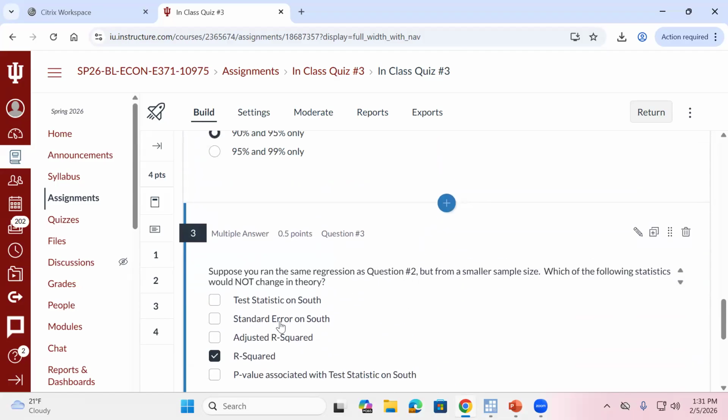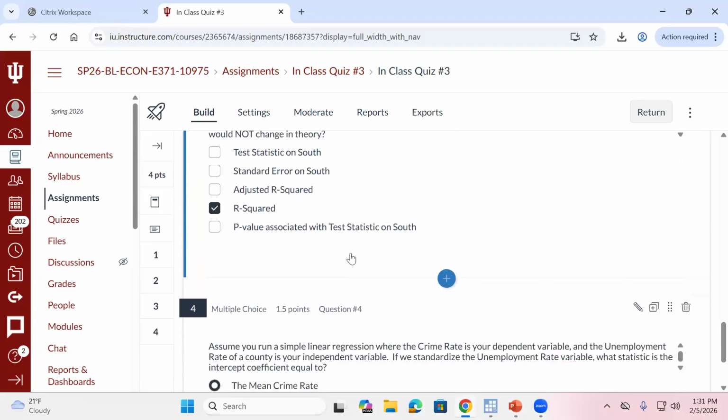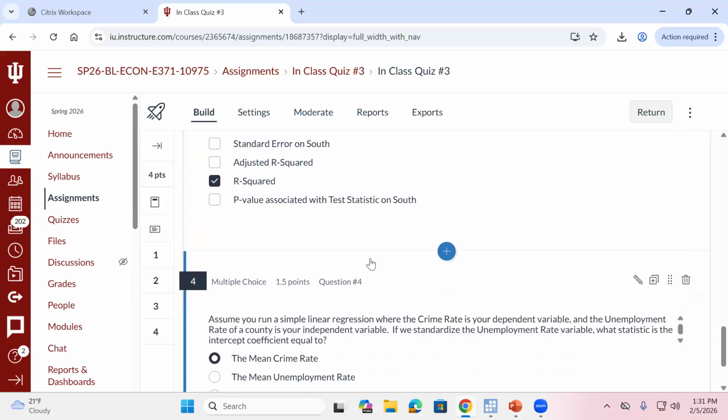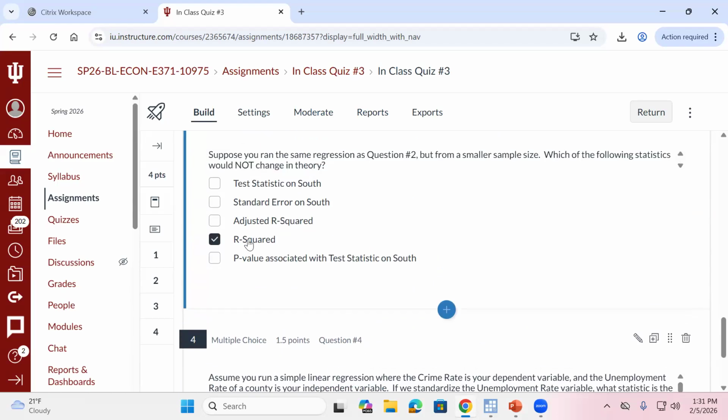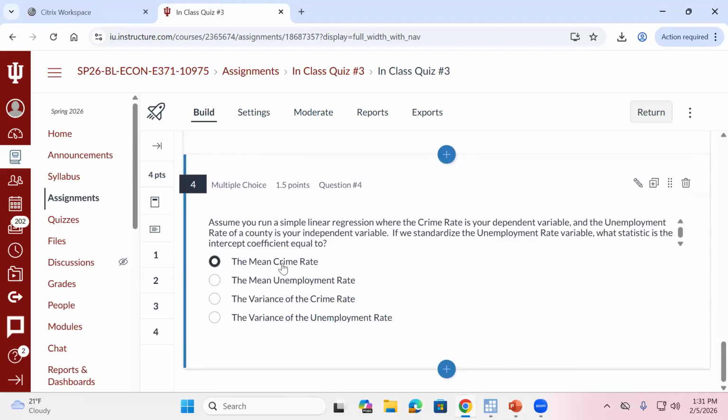Just to get at this, we can spoil the answer. If I had a smaller sample size, right? In fact, I'll give you the answers here and then we'll talk through them, just so we don't have to worry about submission times. So here, question 3, the only answer is R squared. And if we come down here, 4 is the mean crime rate. We'll talk through this one because we just had an example very similar to it.